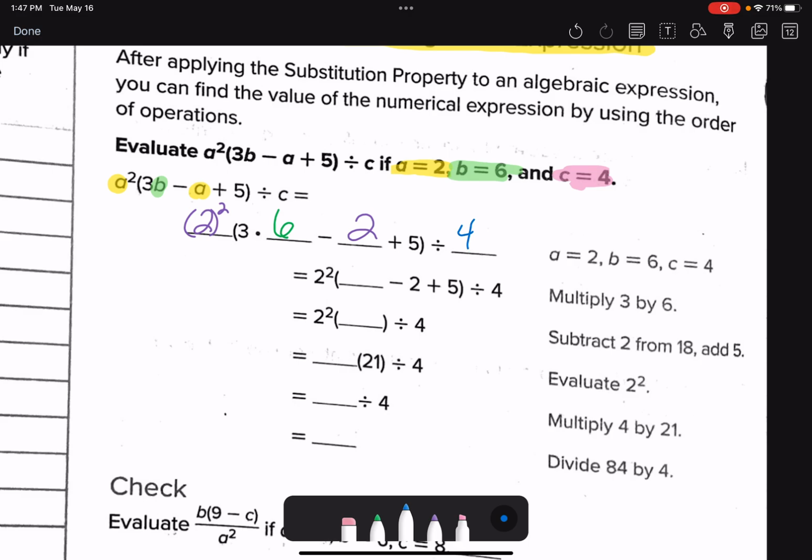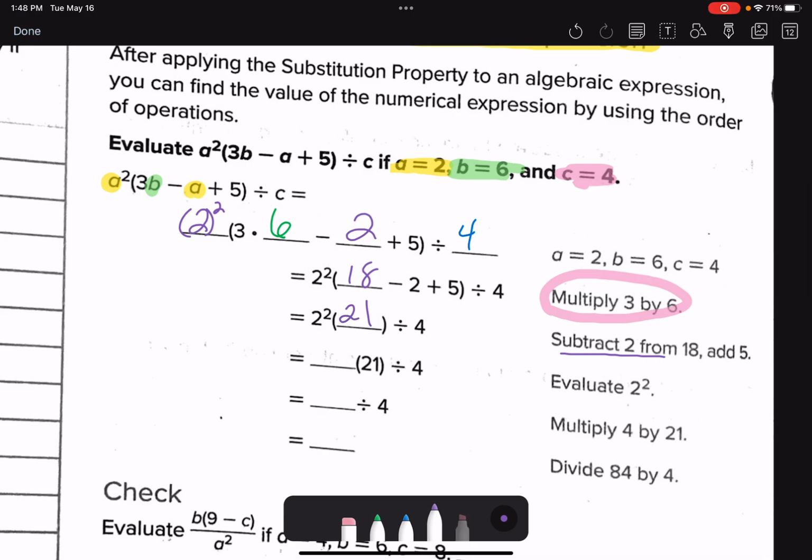And then you have to do the order of operations, which they discuss here. So the first step here, you have to do the parentheses. So we're going to multiply 3 by 6. And so 3 times 6 is what? It's 18. And then it says here, subtract 2 from 18 because of order of operations inside the parentheses. 18 minus 2 is 16, and then 16 plus 5 is 21. Now, please notice that this 2 squared and this 4 divided by 4 hasn't been touched because we're still working inside the parentheses. Now that there's only a single number in there, I'm going to now start to work on the outside.